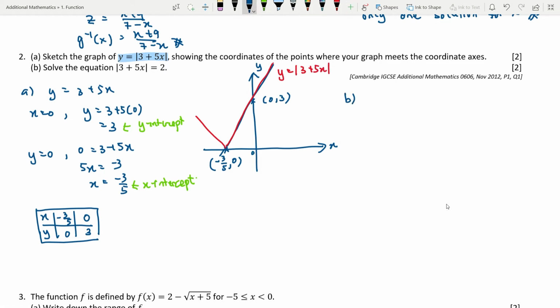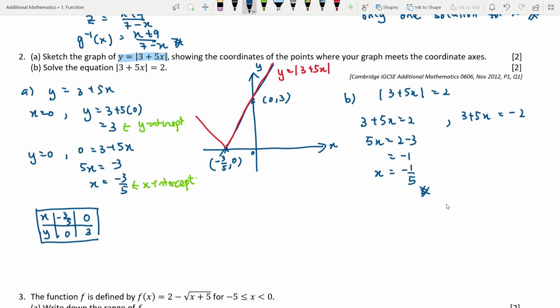B. Solve the equation modulus 3 plus 5x equal to 2. First, we separate the equation into two parts. The first part is 3 plus 5x equal to positive 2. And the second one is 3 plus 5x equal to negative 2. Then we solve for the x value one by one. For the first equation, we have 5x equal to 2 minus 3, which is negative 1. Divide both sides with 5, we get x equal to negative 1 over 5.